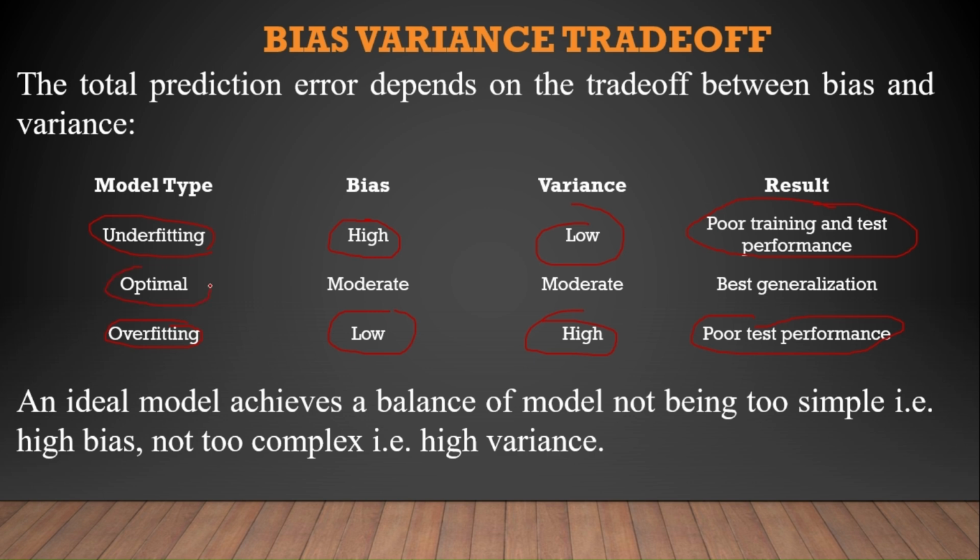Exactly what happened in this diagram, that is an optimal model. It is a moderate, balanced generalization. Why do we need a moderate model? If you are going for a new dataset and I have to predict what kind of data it is, then with the help of this moderate model I can easily predict the values for the new datasets. The ideal model achieves a balance of not being too simple, that is high bias, and not too complex, that is high variance.